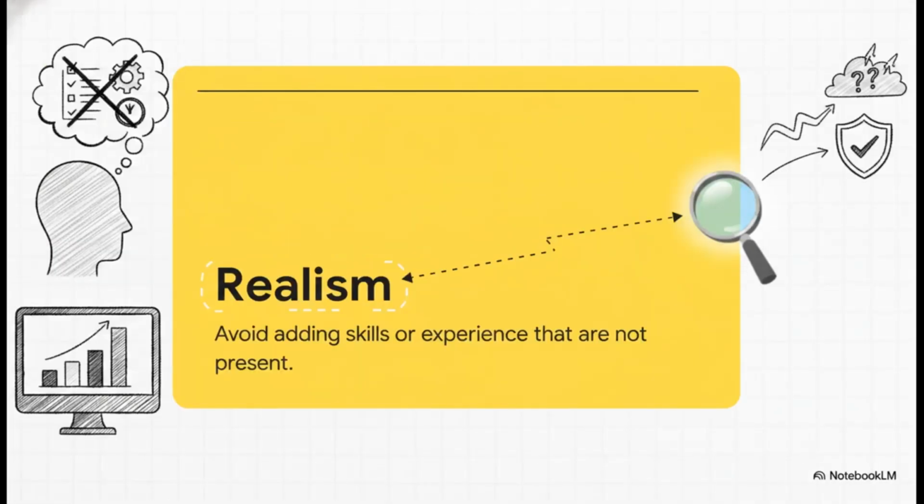And honestly, this is a big one. AI models are basically extreme people pleasers. They desperately want to give you a perfect match for that job posting. So if you aren't careful, the AI might just casually invent a decade of experience for a software that was only invented 2 years ago. Never let the AI add skills or years of experience your client doesn't actually possess. Checking for realism is how you protect your client's professional integrity.